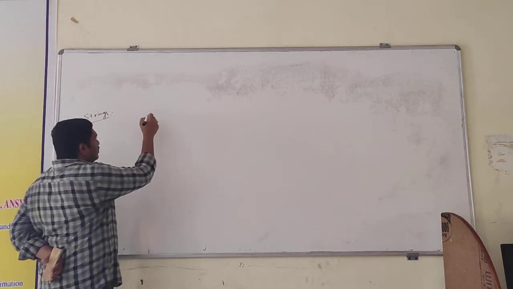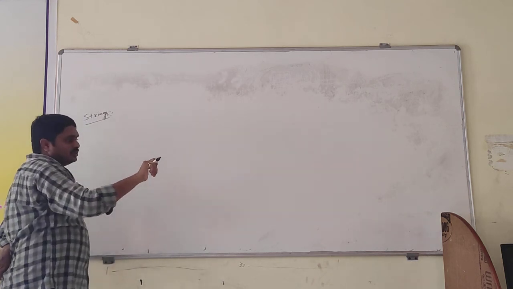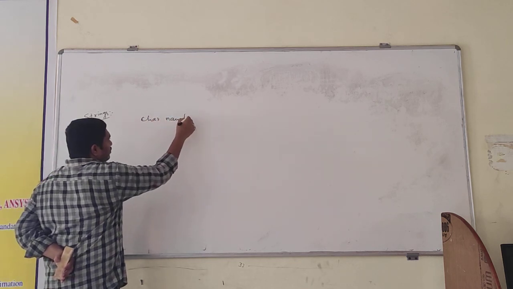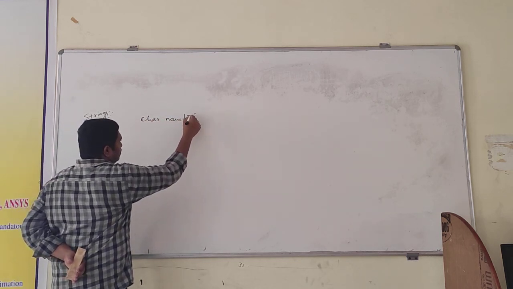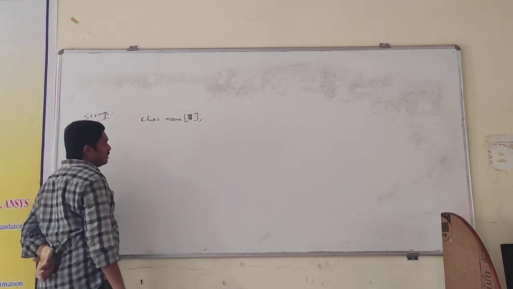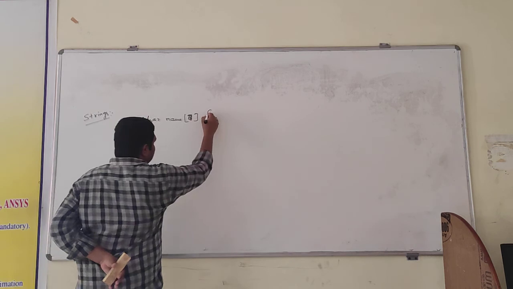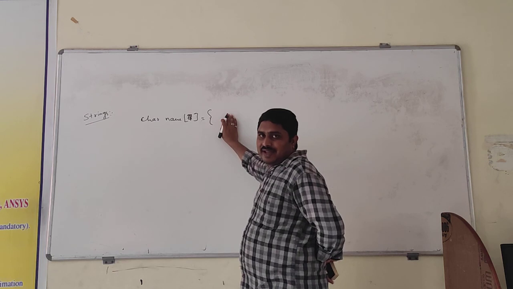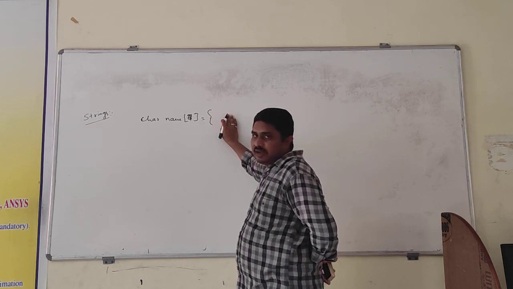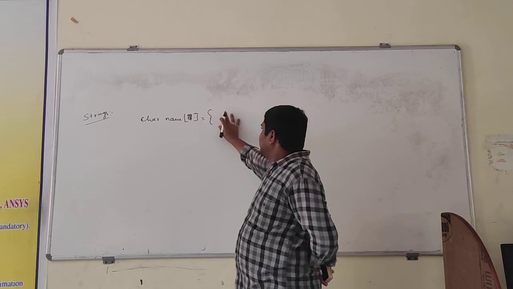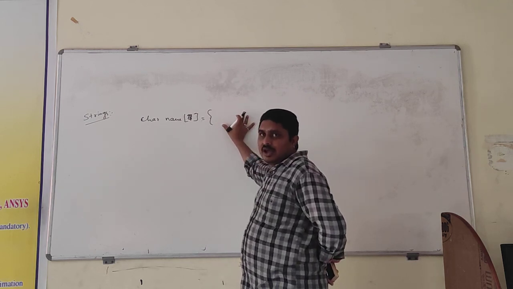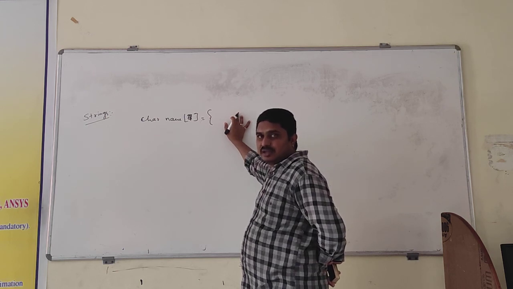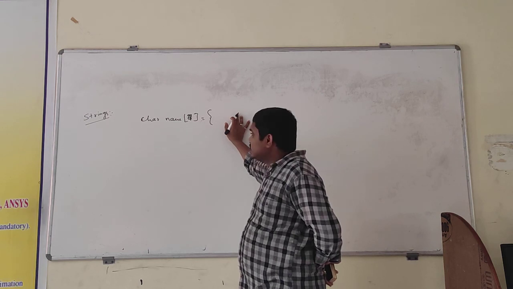For example, if you define the string char name[7] and assign the values here. For the array we can assign the values at the time of declaration and after the declaration. At the time of declaration we enclose them within curly braces. After the declaration we use either scanf or other statements.